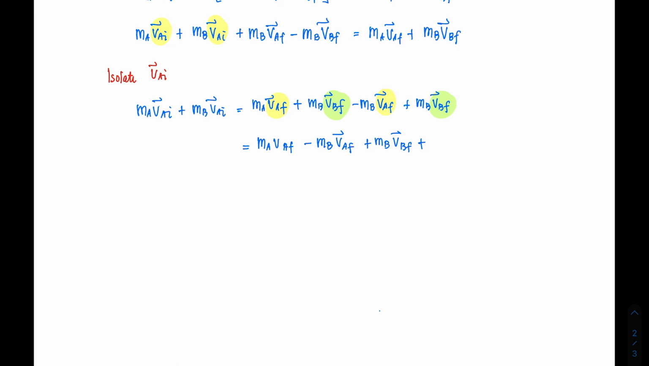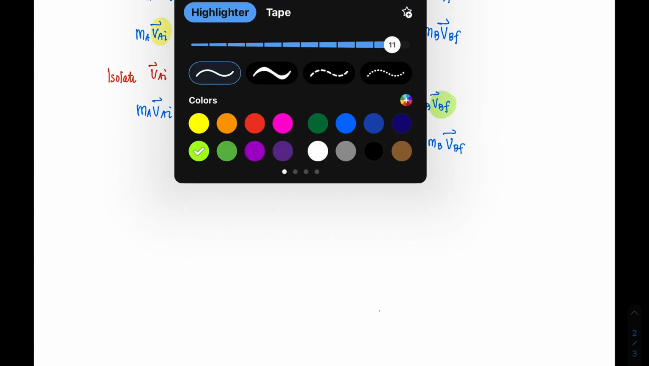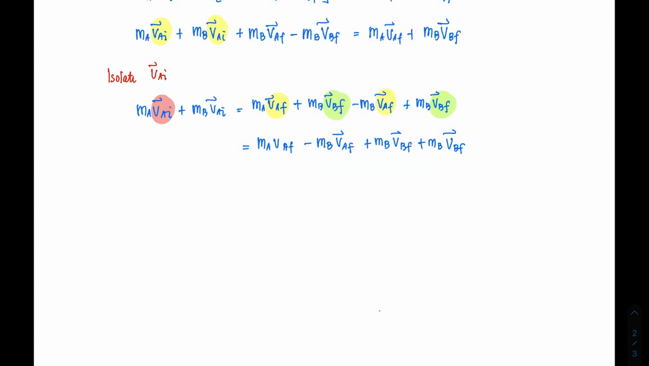VAF plus VBF. Now, needless to say, on the other side of the equation, you notice that your VAI is a common factor, so you're going to factor that out. That means you have VAI, and then that will just be MA plus MB. Okay, so VAI, I'm just going to rewrite this, MA plus MB.